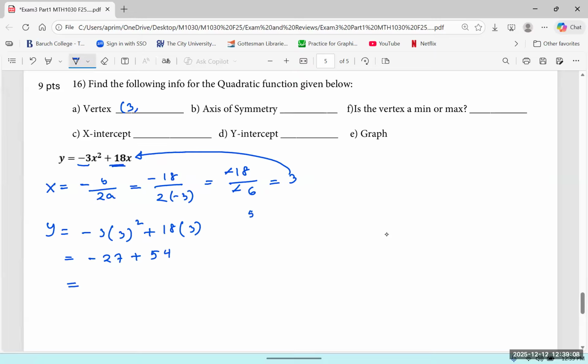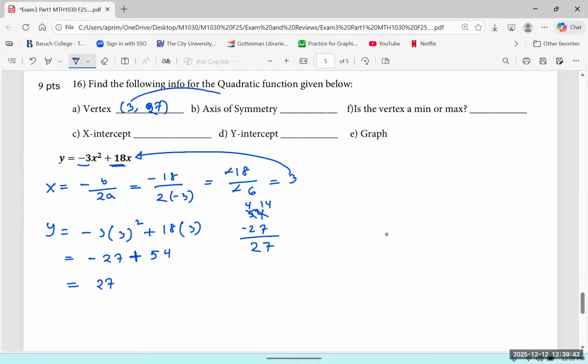So basically you have 54 and you're subtracting 27. So 54 minus 27 is 27. In the exam, I saw a couple of you get 17 or 37. It's neither 17 nor 37. It's 27. And it's positive 27 because our 54 is bigger and it has a plus sign. So (3, 27) is the vertex.